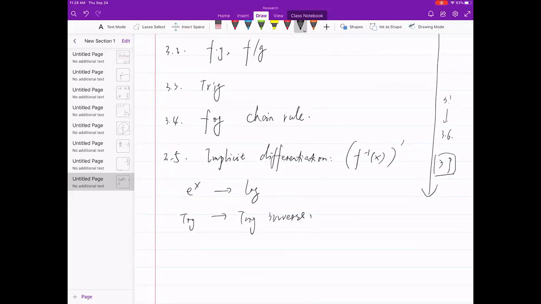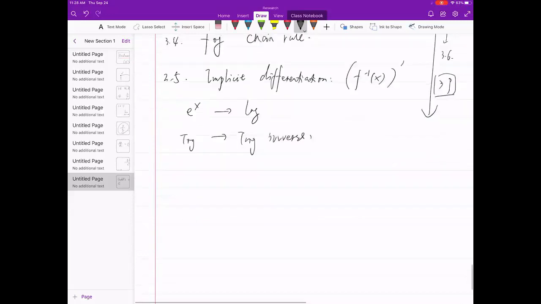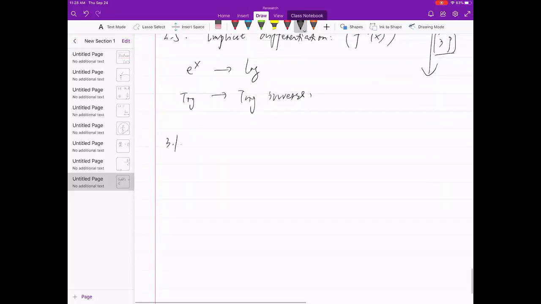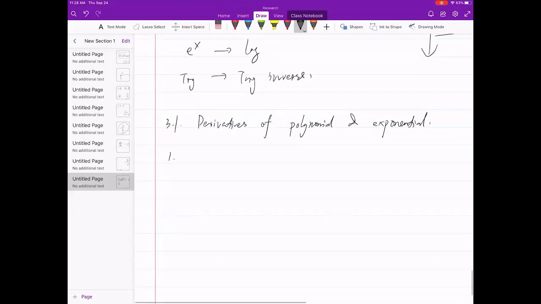Okay, so keep this list in your mind. We're just going to fill them all as we move forward. Let's, of course, start from the easiest one, polynomial. Derivatives of polynomial and the exponential. Okay, of course, number 1, polynomial. What's the derivative of this?